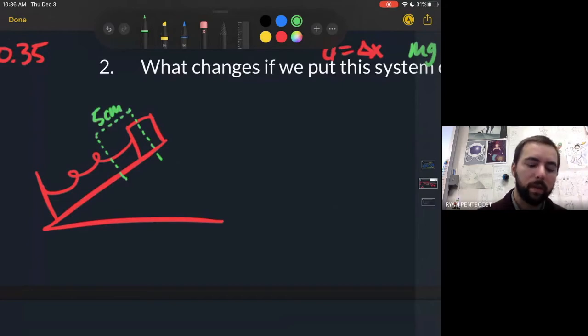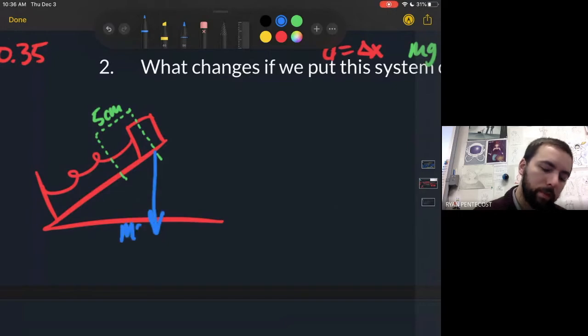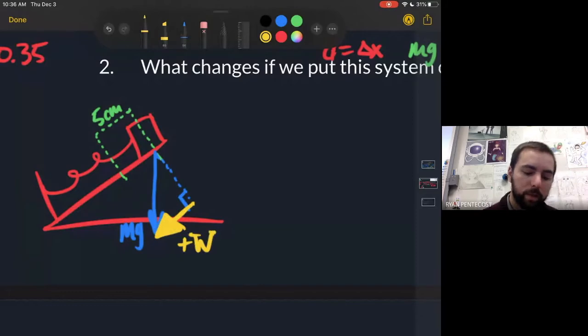So that means that if we look at our mg, mg will actually have some work contributing to this problem. You can see here that this is along the same direction as displacement, so you will have positive work. It's in the same direction. mg will actually help the block slide down the incline.